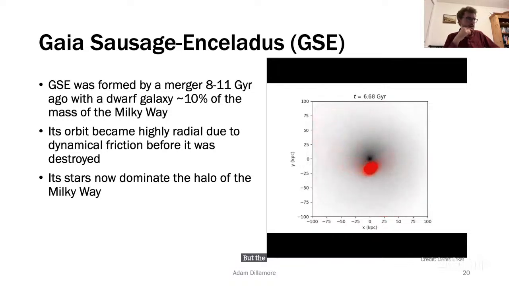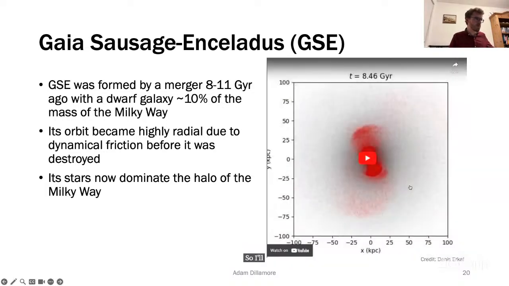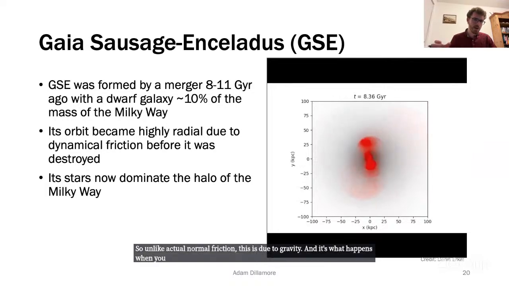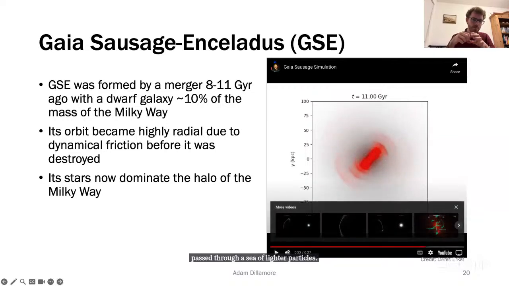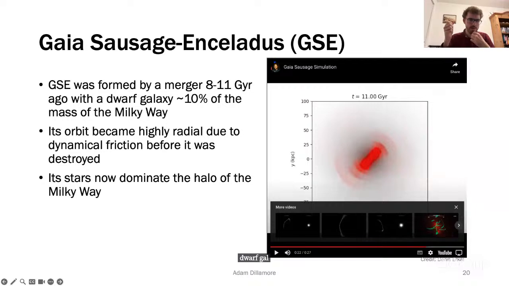But the reason why those stars are on such highly radial orbits, so very little circular motion, is because the orbit of this satellite became highly radialized before it merged with the Milky Way. So I'll replay this video. The mechanism for this radialization is a process called dynamical friction. Unlike normal friction, this is due to gravity. It's what happens when you let a large mass, such as a dwarf galaxy, pass through a sea of lighter particles. As it moves through, these lighter particles get deflected around it, and this transfers momentum from the dwarf galaxy to this sea of particles. In this case, the sea of particles is the dark matter of the Milky Way.